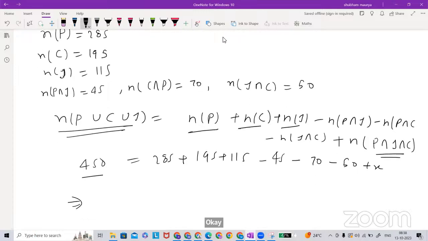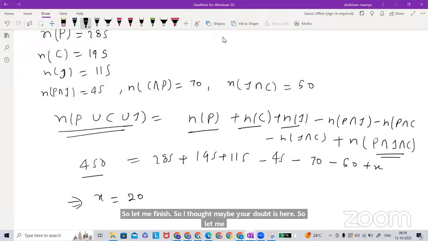Can I ask a question, sir? Yes, sir, a graded assignment week 2 question. Let me finish this one first. I thought maybe your doubt is here, so let me finish, then I will take it. The value of x is 20.